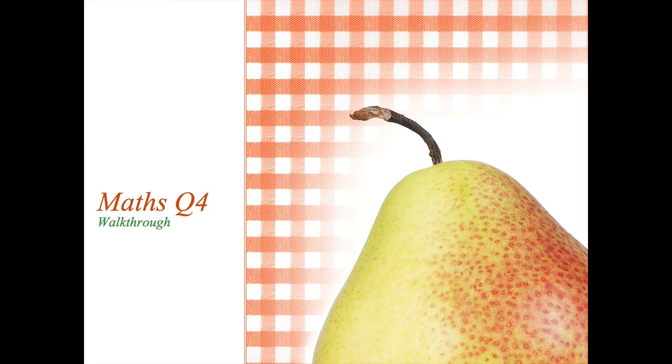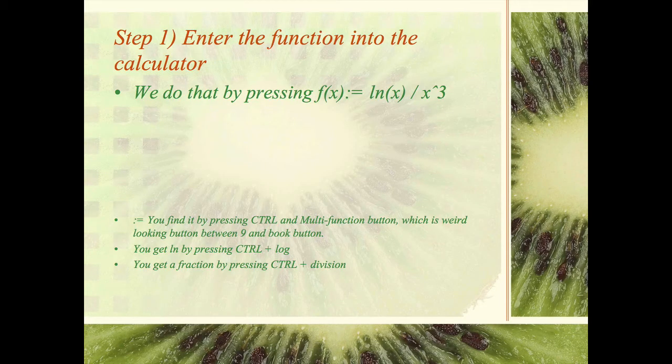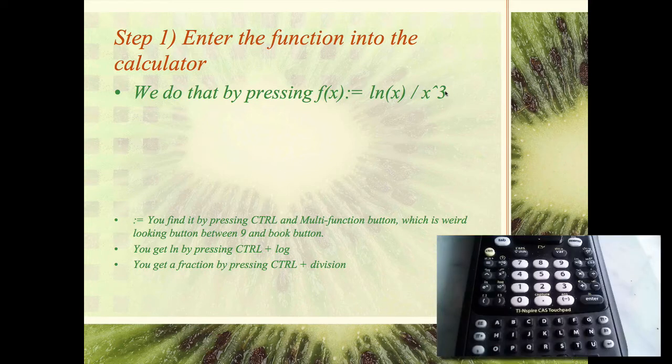This is a very quick math question walkthrough. Step one, what you've got to do when you get this question is enter your function into your calculator. Do that by pressing f of x, Jimmy button, ln x over x cubed. You find the Jimmy button right here, you press Control Jimmy, which is this one right here.